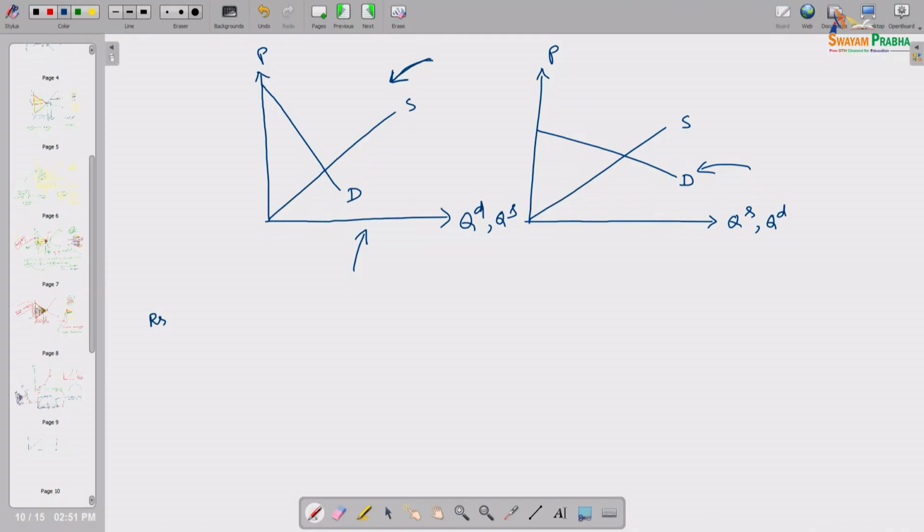Look here, if the government sets the same amount, say rupees 5 per unit of transaction, as the tax amount here, right.